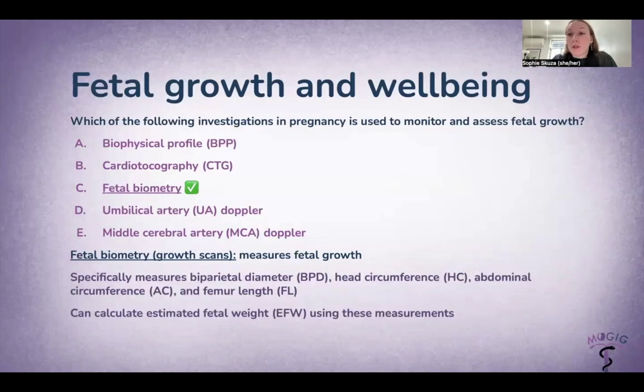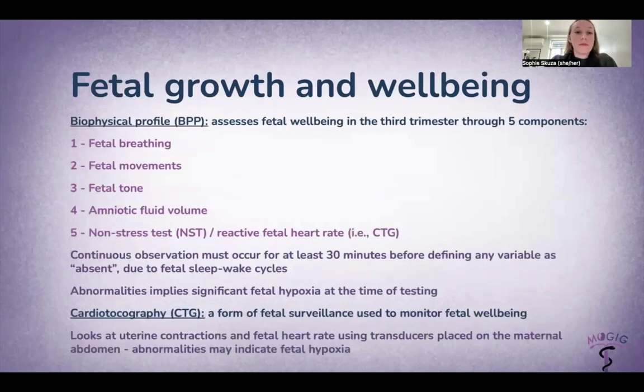Fetal biometry is also known as growth scans. They measure fetal growth, and specifically they measure the biparietal diameter, head circumference, abdominal circumference, and femur length. And using these measurements, we can calculate the estimated fetal weight. So a bit more onto the other types of scans.